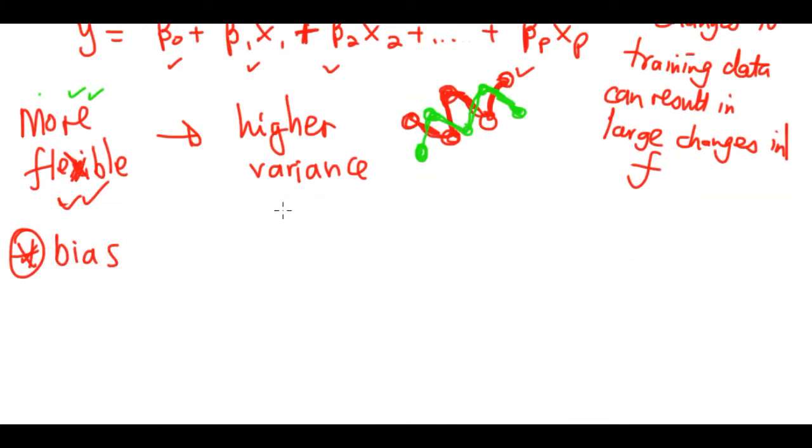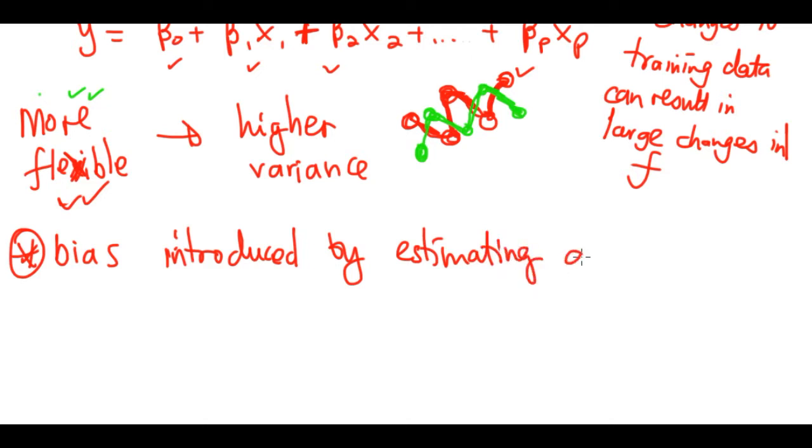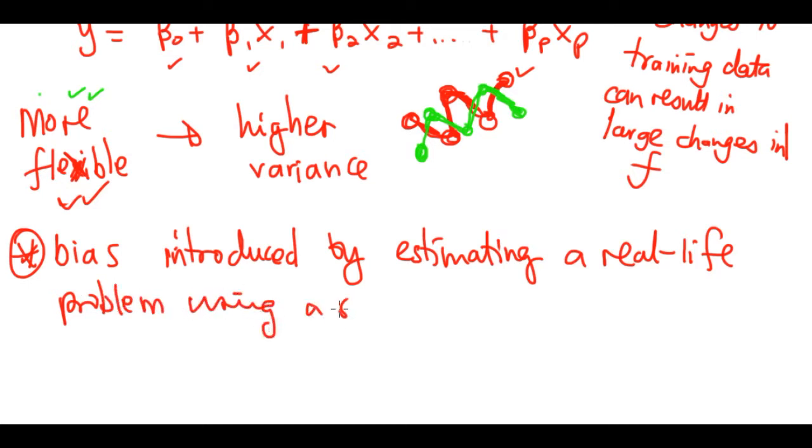So bias refers to the error that is introduced by approximating a real-life problem. Okay, let me write some main points. Bias is introduced by estimating a real-life problem using a simpler model. Or let me just say a simple model. What I mean is, in real life, things are so complicated, right? Imagine there are machine learning models that predict the cancer diagnosis.